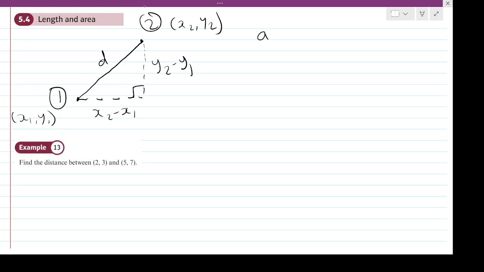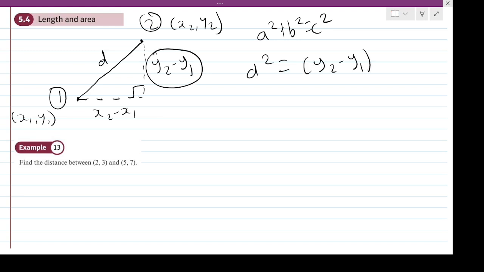Now, Pythagoras theorem is a squared plus b squared is c squared. Well, I have all these lengths here: y2 minus y1, x2 minus x1, and d. So if d is the hypotenuse, then d squared is this length, y2 minus y1, all squared, plus this side here, x2 minus x1, squared as well, corresponding to Pythagoras theorem. And there we are. So now we've got a way to work out the distance between the points using Pythagoras theorem.